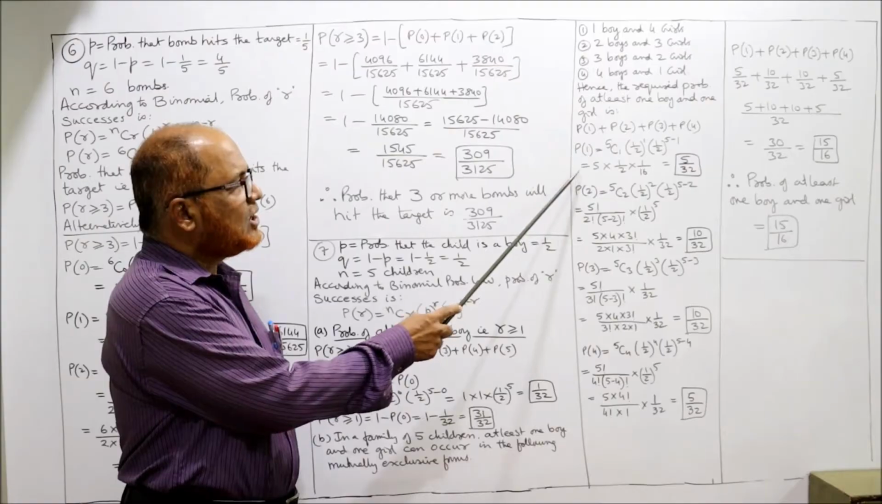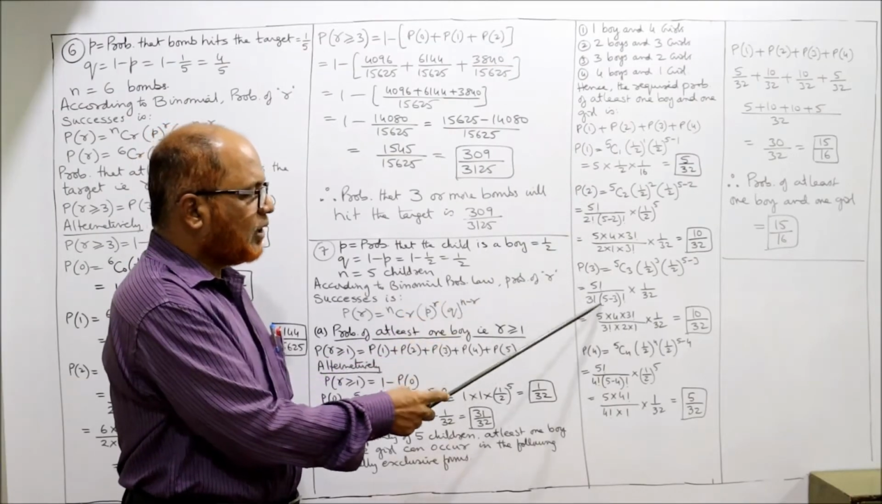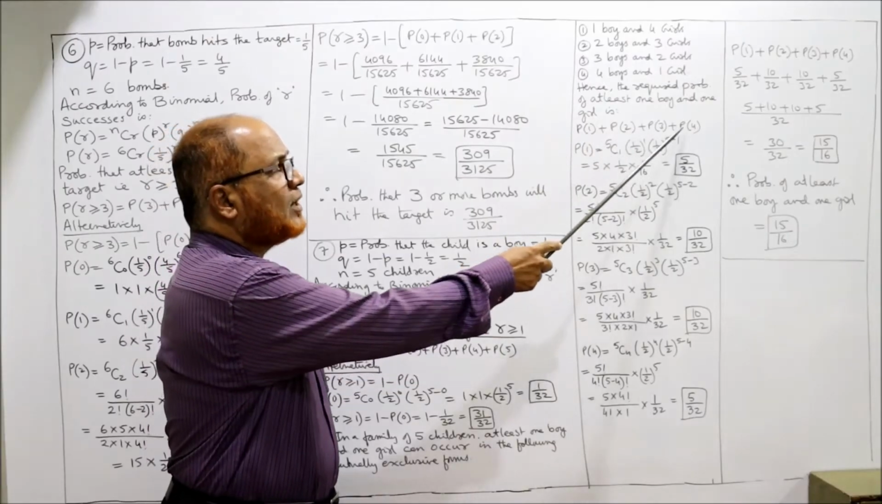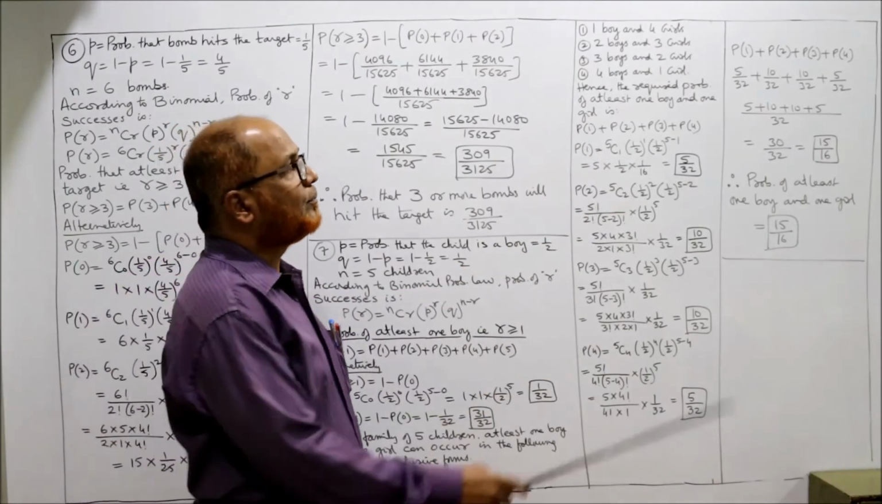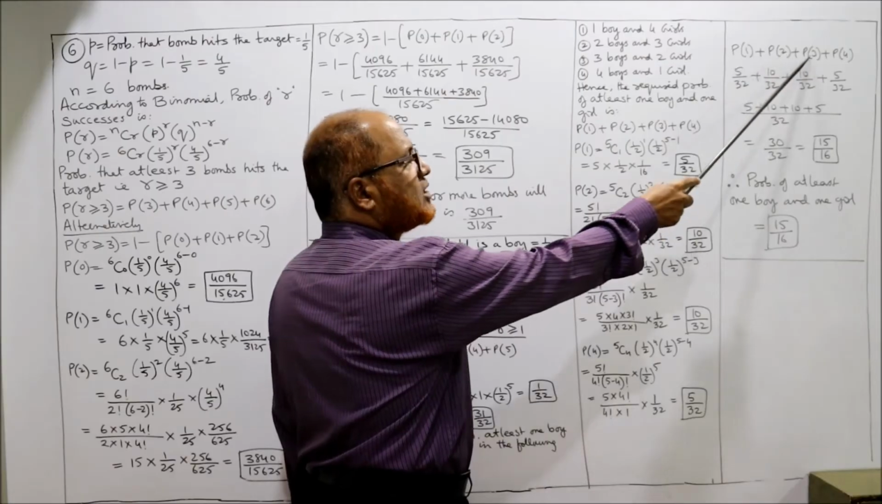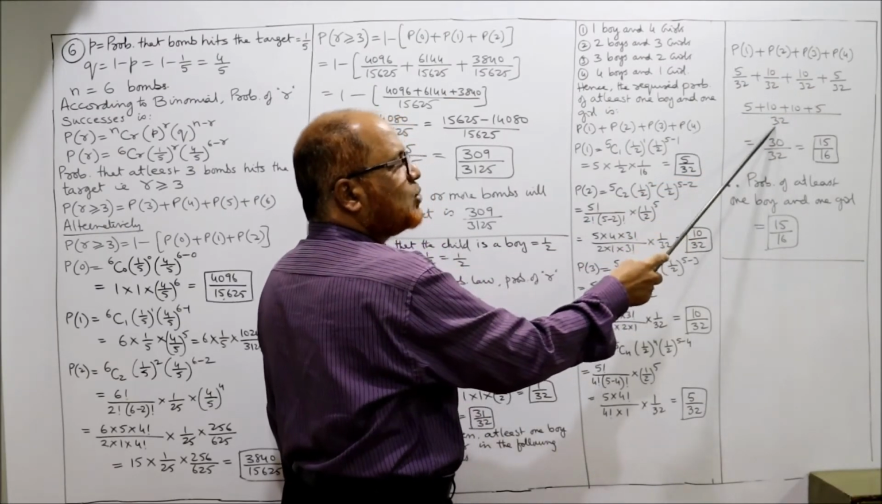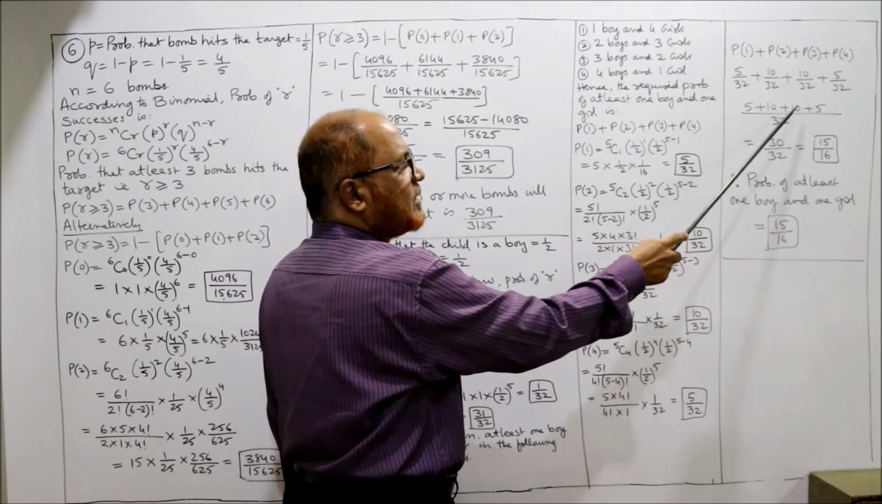So we got P of 0, P of 1, P of 2, P of 3, P of 4. We require P of 1, P of 2, P of 3, P of 4. Now we have to add up all. So P of 1 plus P of 2 plus P of 3 plus P of 4. If you add up, denominator all same, so 32 LCM. So 5 plus 10 plus 10 plus 5.